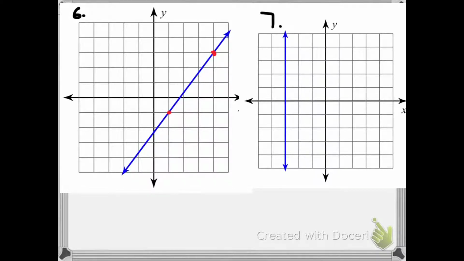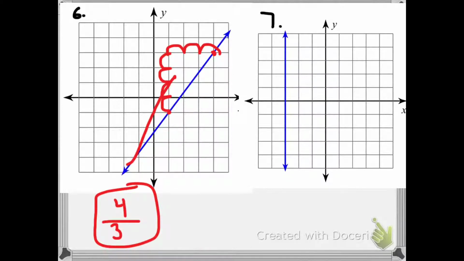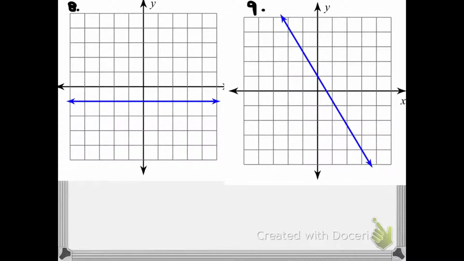For number 6, I already plotted the 2 points that I wanted to use. First my rise: 1, 2, 3, 4. And then my run is 1, 2, 3. So our slope is 4/3. Number 7 is just a vertical line, so it's an undefined slope. Now try solving these two problems on your own. For number 8, your slope is just 0 since it's a horizontal line.